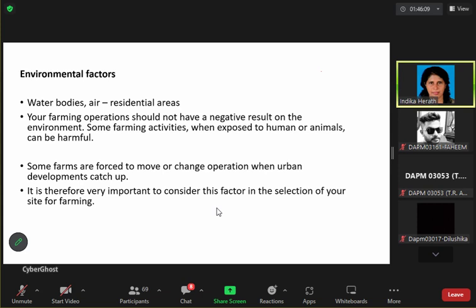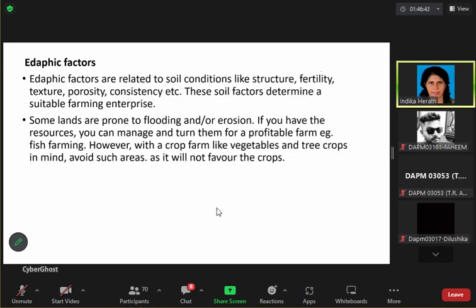So especially in the urban areas, we do not generally do those farming systems and intensive cultivation, because that can affect the dense population in the urban areas. So those are the factors that need to be considered in investing in land for agricultural purposes.